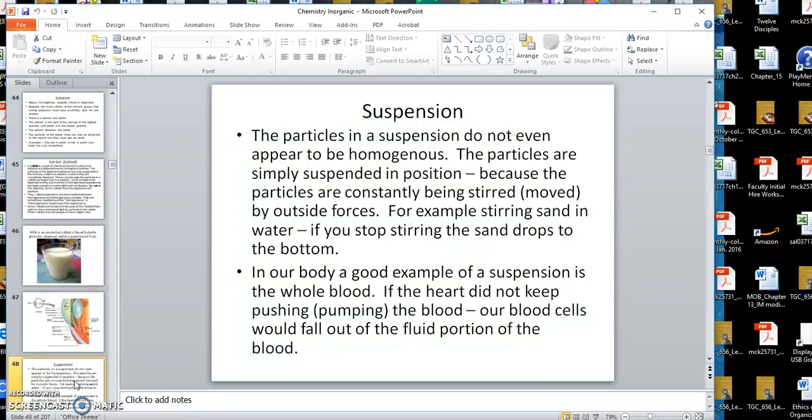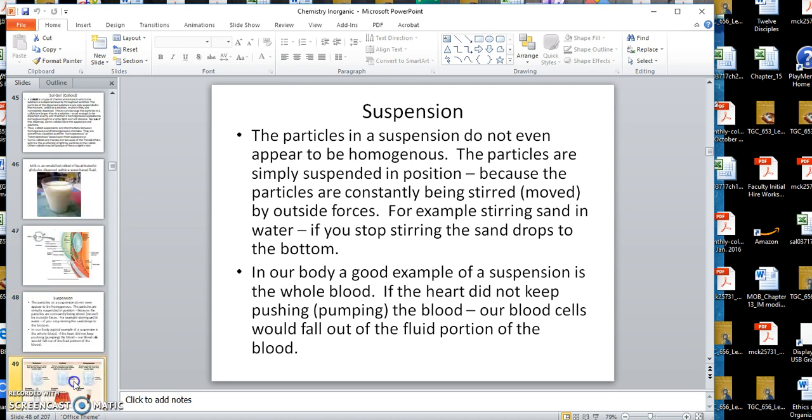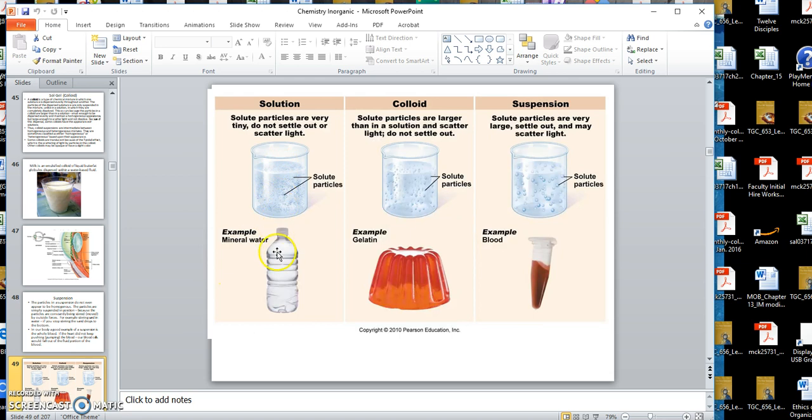What's a good example of a suspension in the body? Our blood. Our blood cells, red blood cells and white blood cells, are only going to float as long as the blood is being pumped around the body. So when you remove blood from the body and you put it in a beaker or whatever, then the formed elements or the cells will fall to the bottom. So they are merely in a suspension. Okay? Again, study on this. Here's a solution. Here's a colloid. Here's a suspension. So you have plenty of material to look at with my PowerPoints and the textbook.